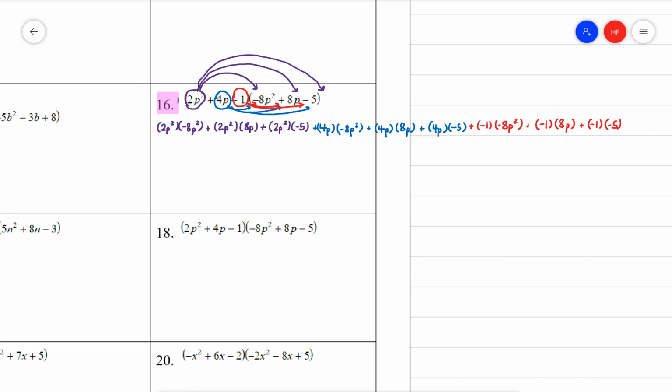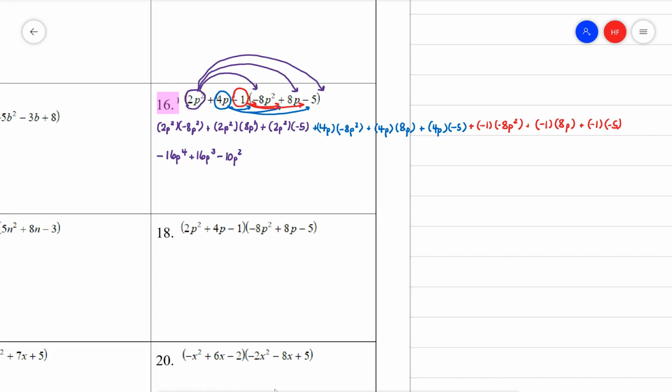So 2p squared times negative 8p squared, I guess we'll just stay in purple, negative 16p to the 4th power. 2p squared times 8p, so positive 16p to the 3rd power. So we raise it 1 since this 8p has a power of 1. Then we have a negative times a positive, so a negative overall, negative 10p squared.